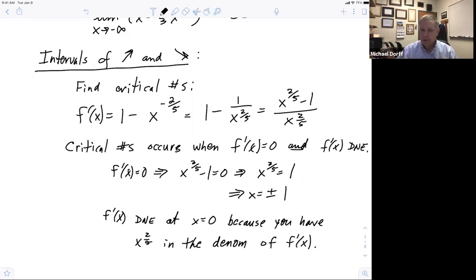Now, an important point here, if 0 were not in the original domain, then x equals 0 would not be a critical number. It's only a critical number if it is in the original domain and f prime does not exist. Let me emphasize that by writing this here. F prime does not exist at x, where x is in the original domain.